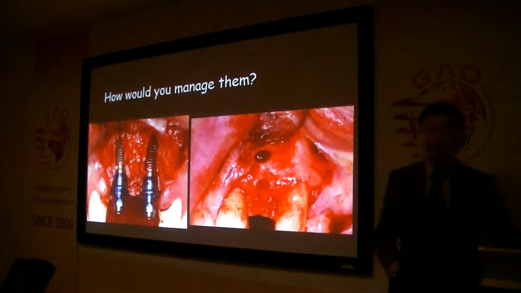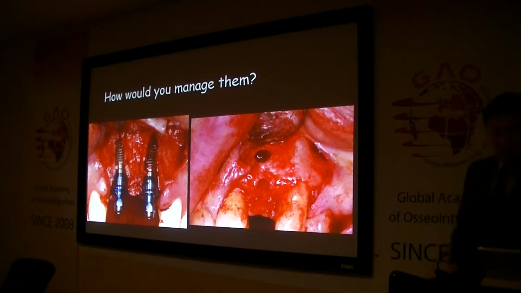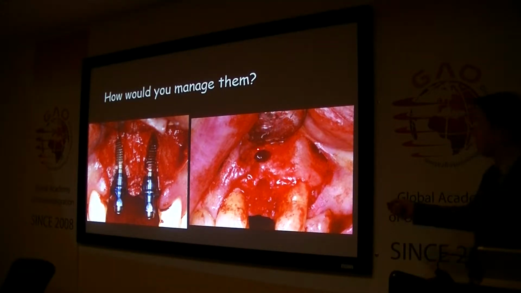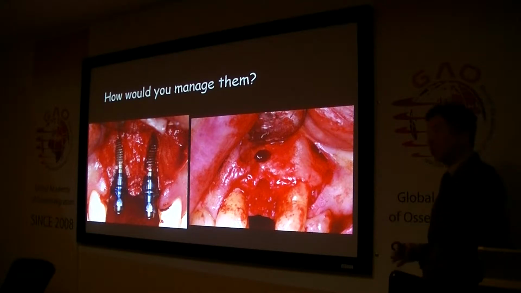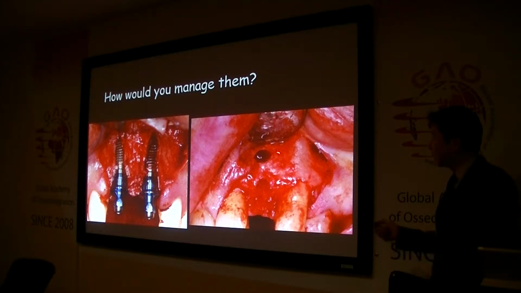How about cases like this? You've taken a tooth out and you see a bony fenestration, a hole on the buccal. I see it all the time, especially with endodontically treated teeth. And how can you manage that here?